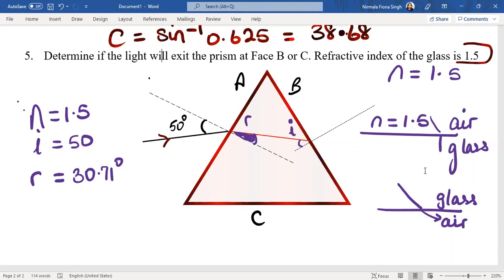However, when we reverse this motion, as in moving from glass to air, the refractive index will be the inverse of the number before. Full stop.